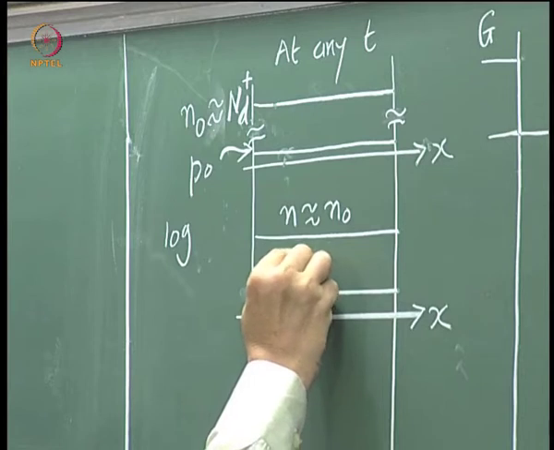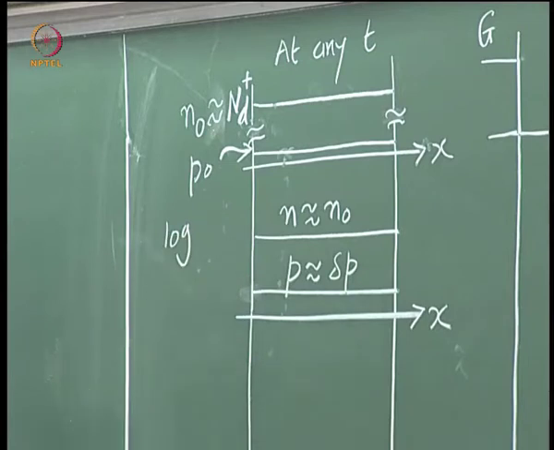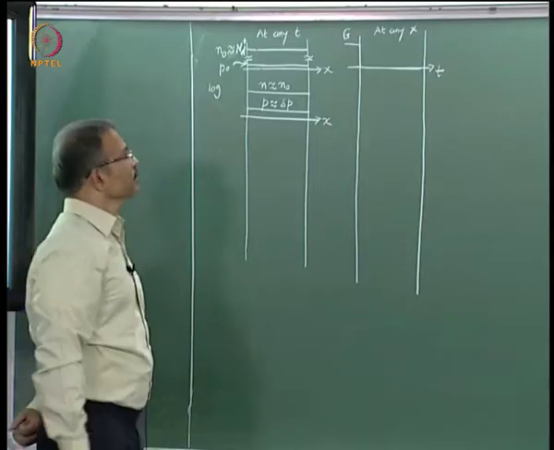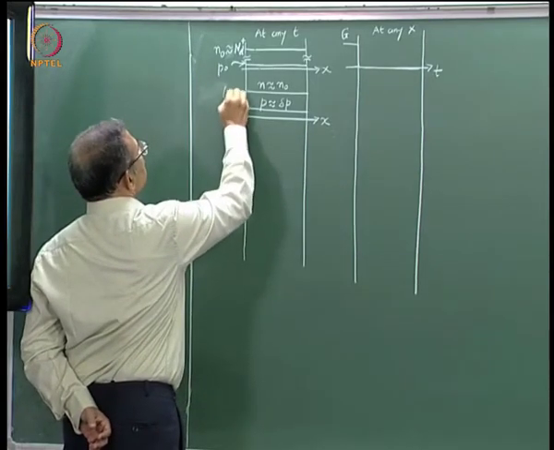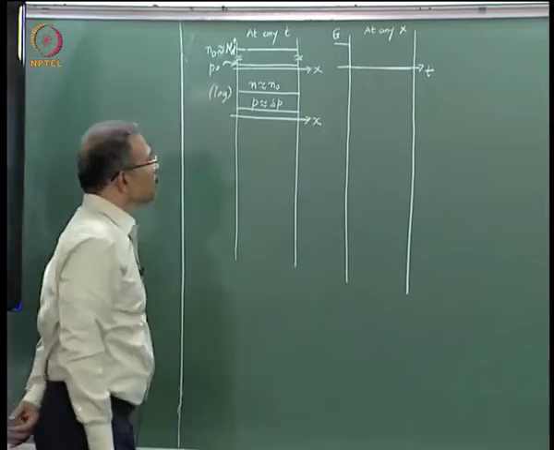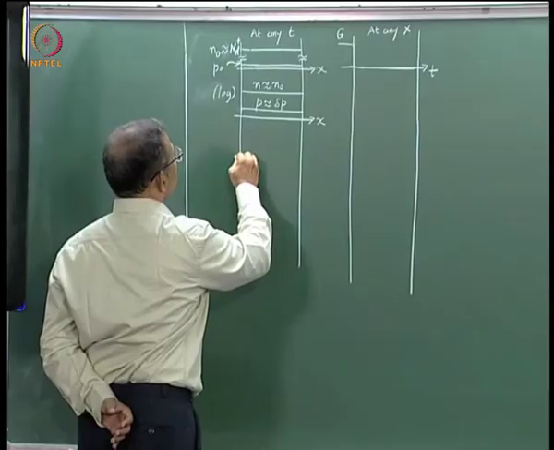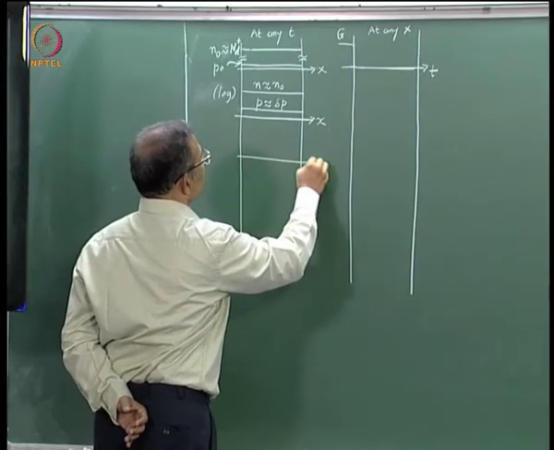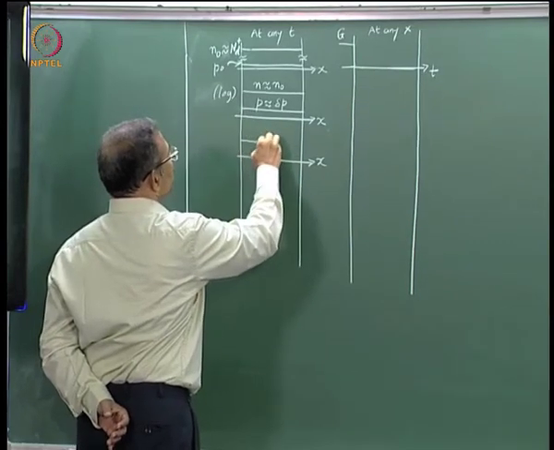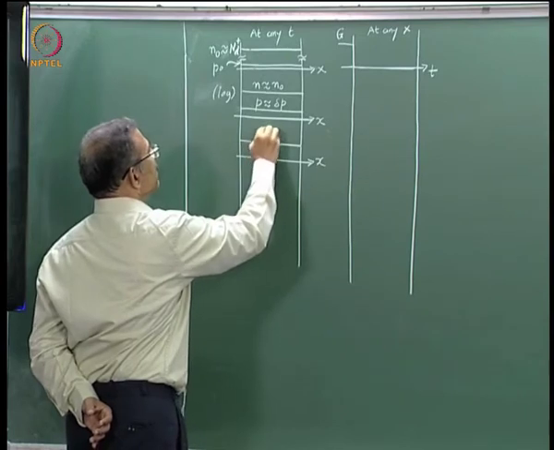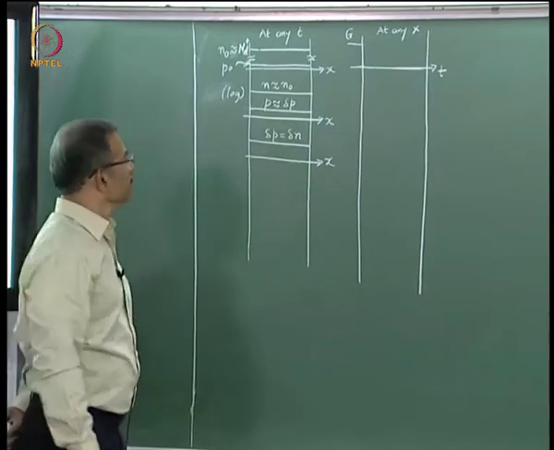In fact, the p here would be approximately equal to delta p, because delta p would be much more than p naught. So, this is a log scale. Supposing I sketch the excess carrier concentration as a function of x, that would also be uniform throughout. I can show this on a linear scale, and everywhere the excess hole concentration would be equal to the excess electron concentration, because conditions are uniform.